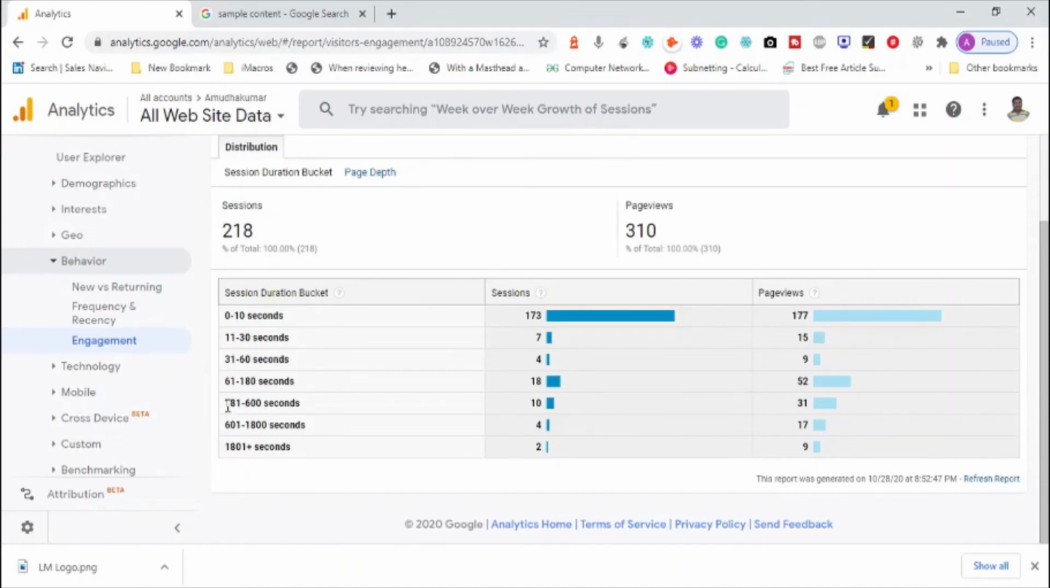Around 10 people have spent 180 to 600 seconds, and 4 people have spent this much. Now, what happens? If you look into this content, maximum people, the number of sessions that is generated, they left the website within 10 seconds. Now the deal is, why did they leave within 10 seconds? That's a question.